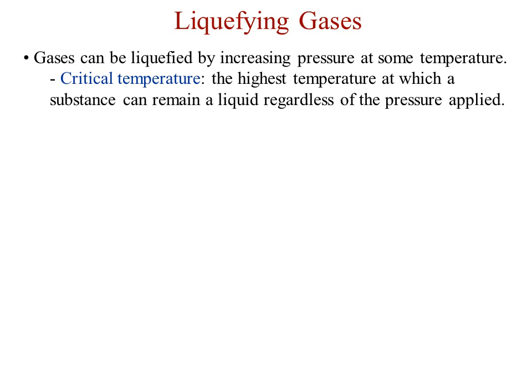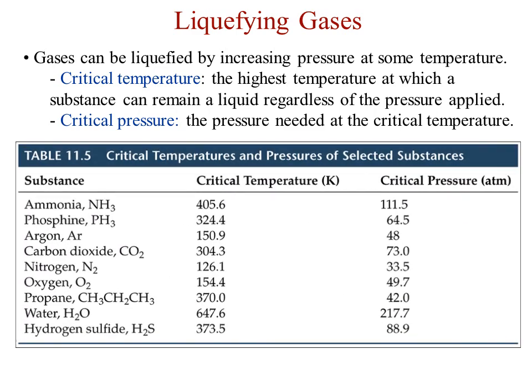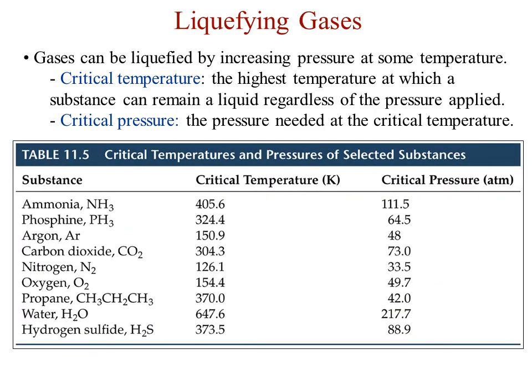So the highest possible temperature that you can have for a substance to remain a liquid, regardless of how much pressure you're applying to it, is called the critical temperature. So there's a maximum amount of temperature that you have for a particular liquid, and if you're above that temperature, it's automatically going to boil. It's going to be a gas. So the critical pressure is the pressure that you need to apply to that substance in order to keep it as a liquid. So let's look at some examples in this table.